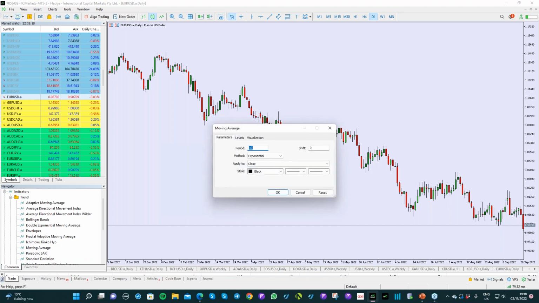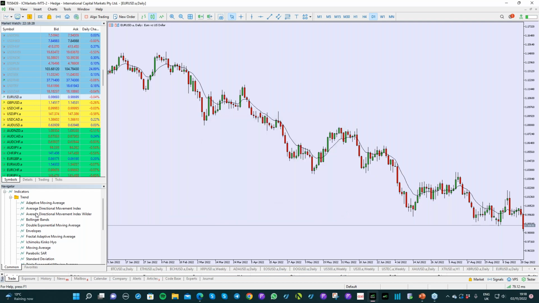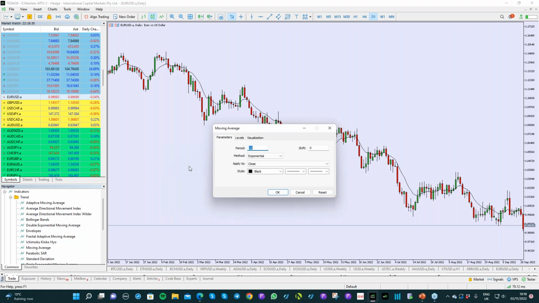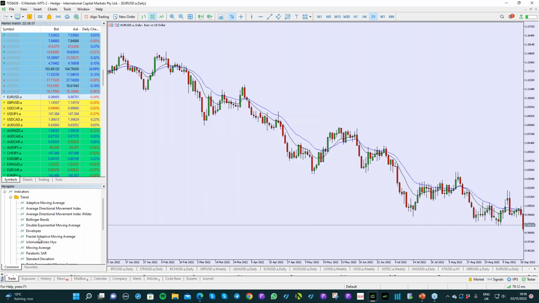The moving averages I'm going to put onto my chart are the 10 moving average. I use the exponential moving average. I'm going to put that on in black there. I'm going to put another moving average, which is going to be the 20 moving average in blue. In fact, I suppose we don't even really need any more moving averages than that. I'm just going to use the 10 and the 20 moving averages.